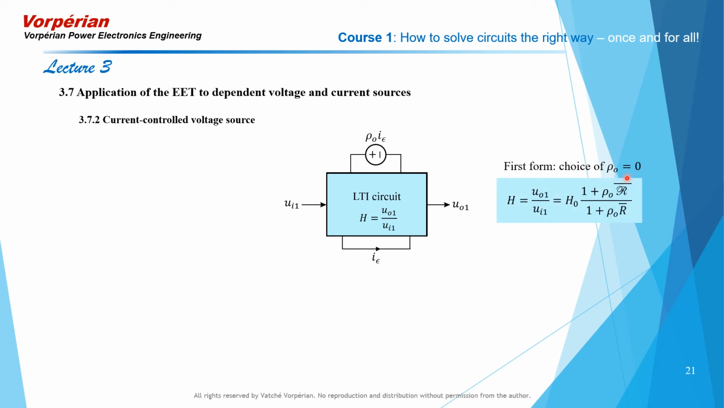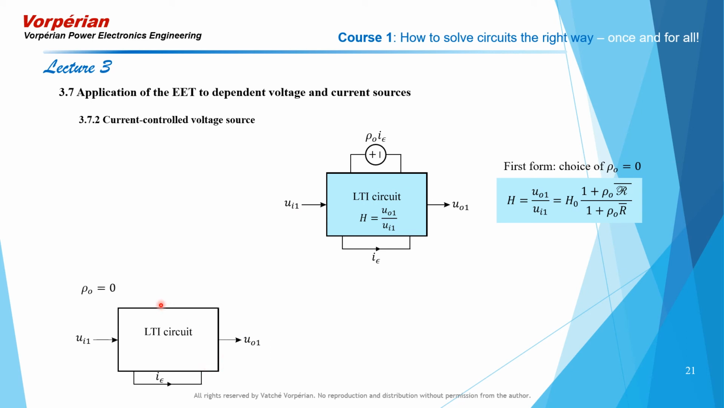And in this case, the transfer function, according to the extra element theorem, has this form. H0 is the transfer function that you obtain by setting the value of rho 0 equal to 0. And then you compute the null inverse gain with respect to rho 0, script r bar, and the inverse gain with respect to rho 0 with the excitation set equal to 0. Let us show this on the block diagram.